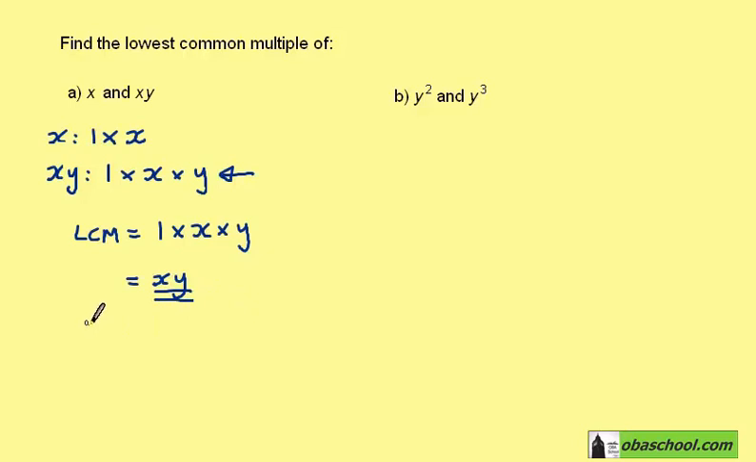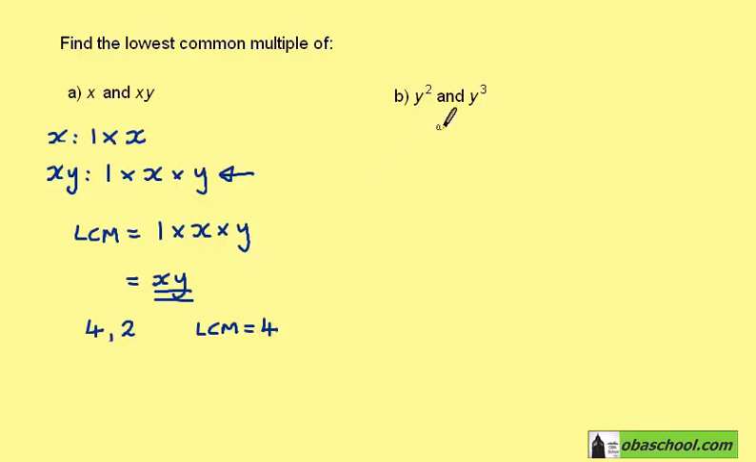This is a similar situation to 4 and 2. The lowest common multiple for 4 and 2 is 4. Remember, 4 is equal to 2 times 2. So the lowest common multiple of 4 and 2 is just 4, and the lowest common multiple of x and xy is xy. It's a similar situation.